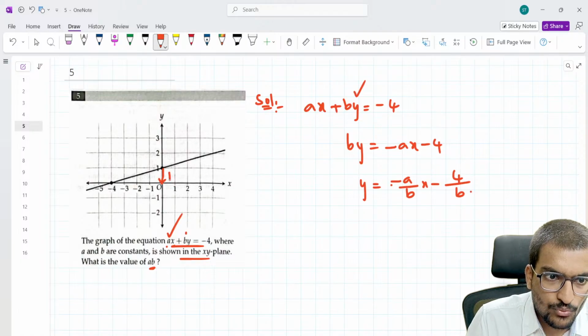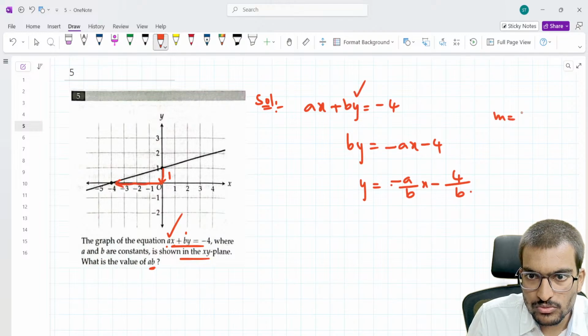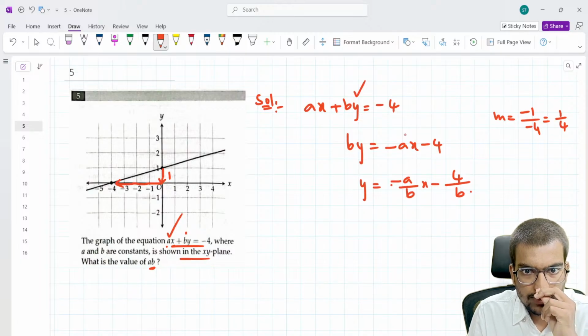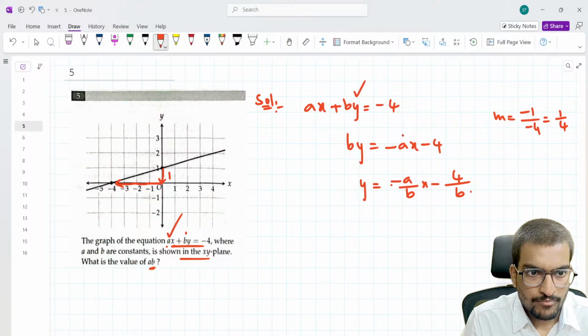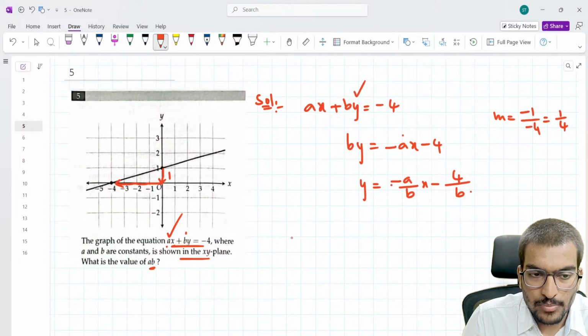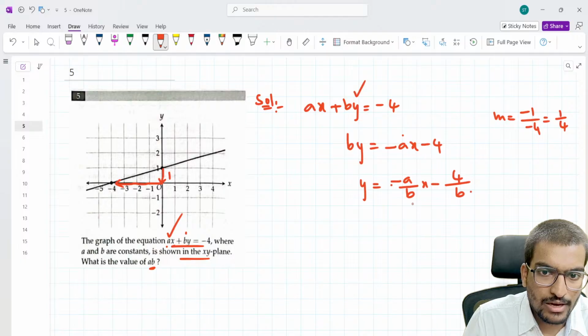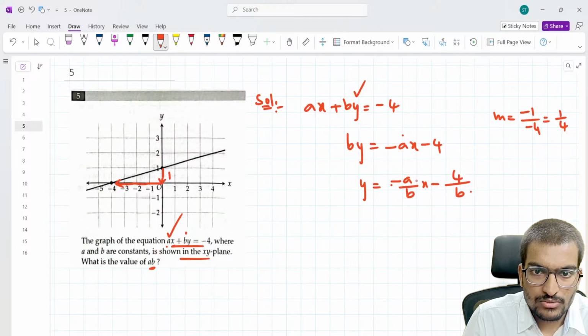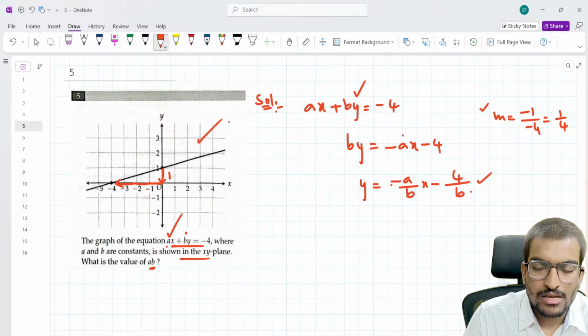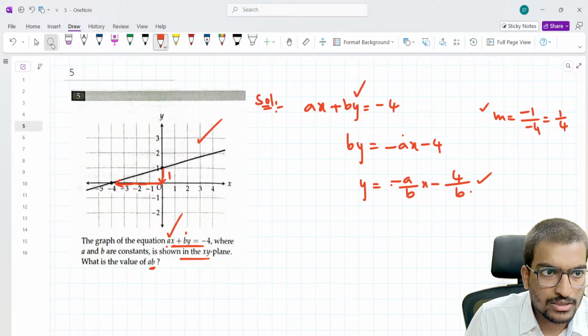Here rise is negative 1, and run is negative 4. Slope equals negative 1 by negative 4, that is 1 by 4. So we can use slope as 1 divided by 4. But that is only the A value. Don't try to connect with this. I just got the slope. To get the equation of this line, we need the slope and any point.